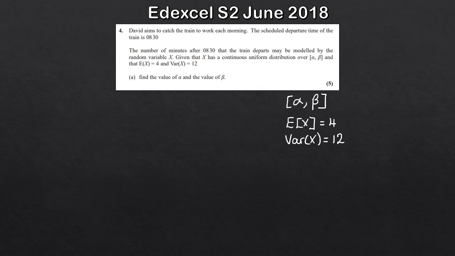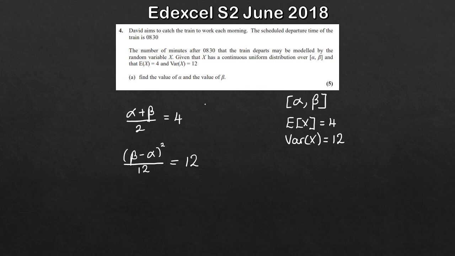So for this, what we need to consider here is the formulas for the mean, the expectation of x, and the variance of x. And then see if we can try and basically put everything together to get a value of alpha and a value of beta. So the first thing I'd do here is consider the expectation of x. So that's alpha plus beta divided by 2. Okay, just using a plus b divided by 2 is equal to the mean. So this is equal to 4. Okay. The variance, so that's going to be beta minus alpha all squared and then divided by 12. And this, again, this is equal to the variance of x, which is equal to 12.